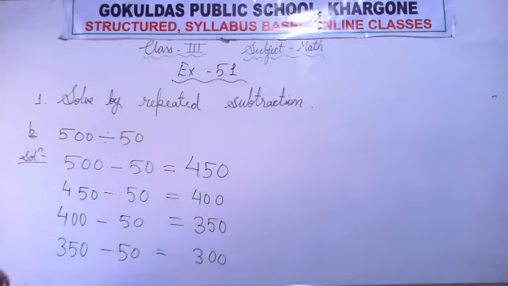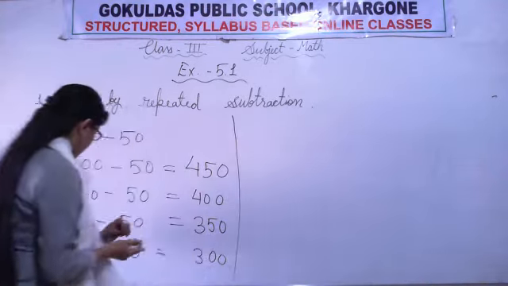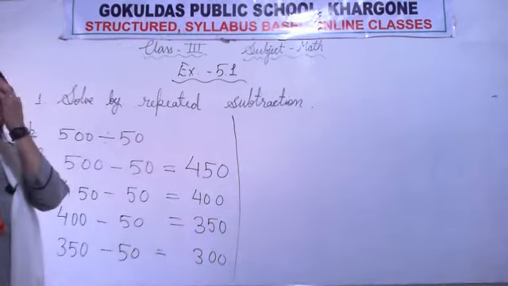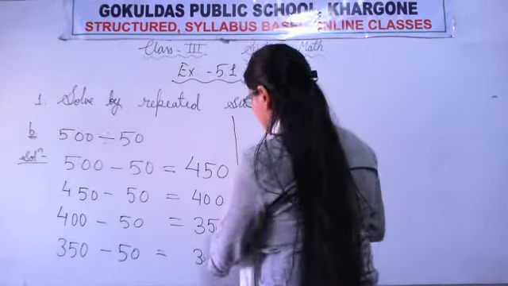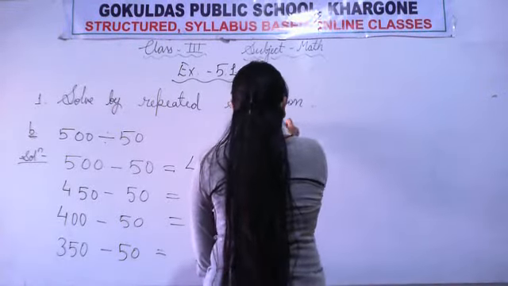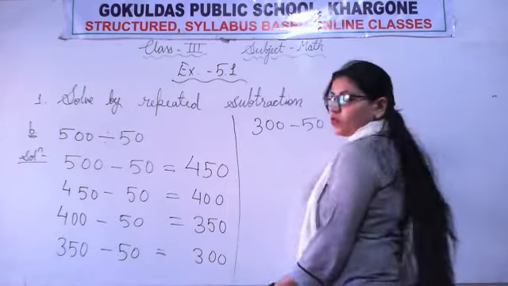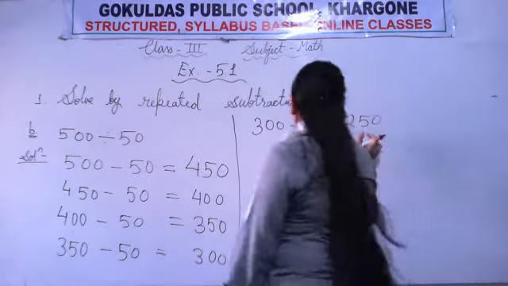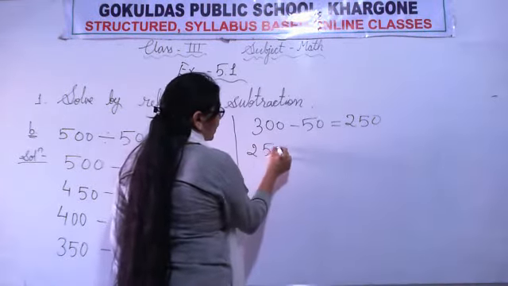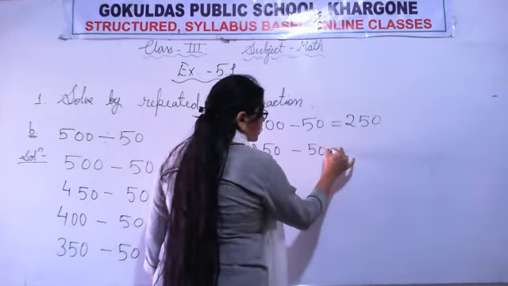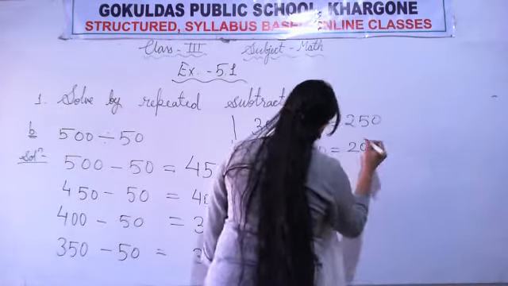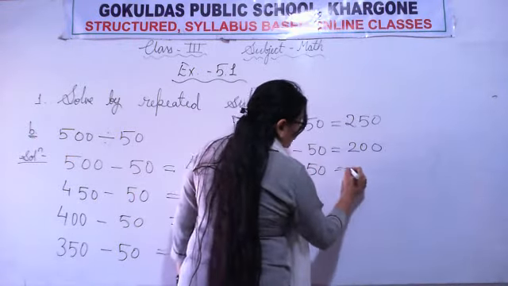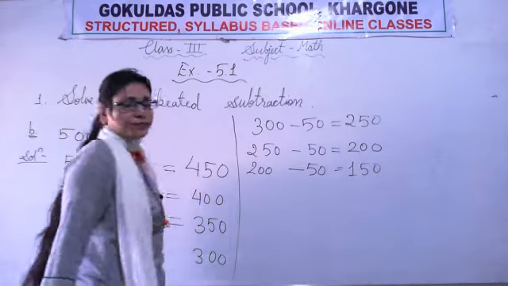Now after this I am writing here. So you need to write below the solution. Now 300 minus 50. So 300 minus 50 is equal to 250. Now we'll subtract 50 from this 250. So 250 minus 50 is equal to 200. Now 200 minus 50 is equal to 150.